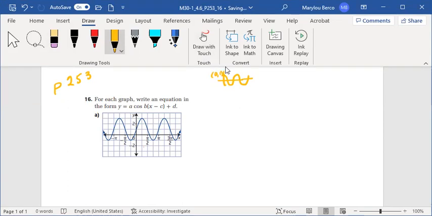Okay, so as a reference, the amplitude A equals max minus min divided by 2, which is 3 minus negative 1 divided by 2, or 2. The period, if we take a look from here to here, is pi minus 0, which is pi. Pi equals 2 pi over b. So b is equal to 2.